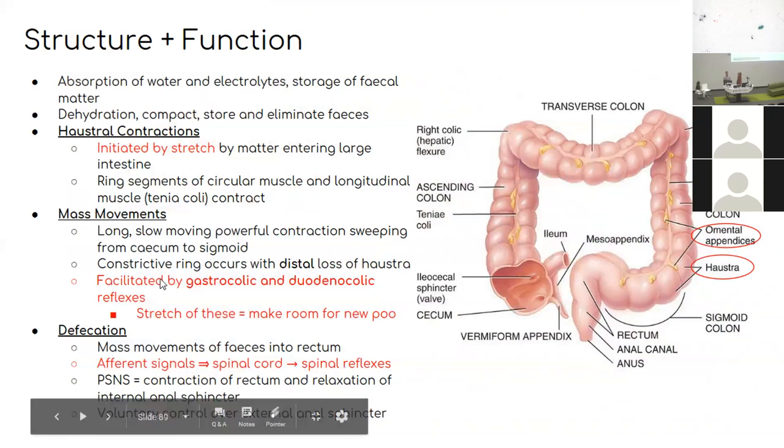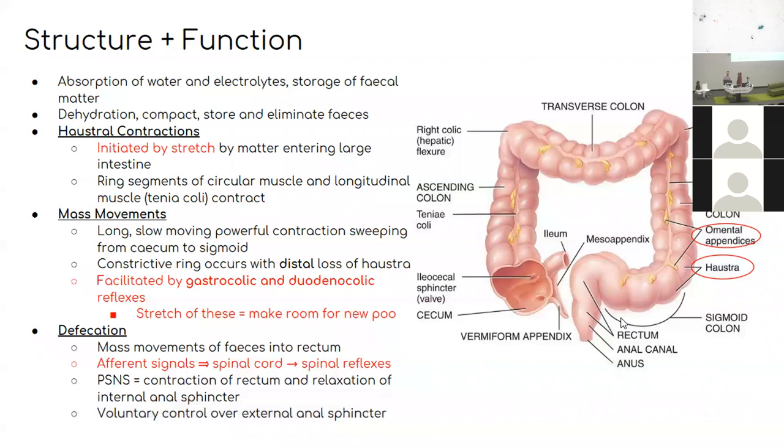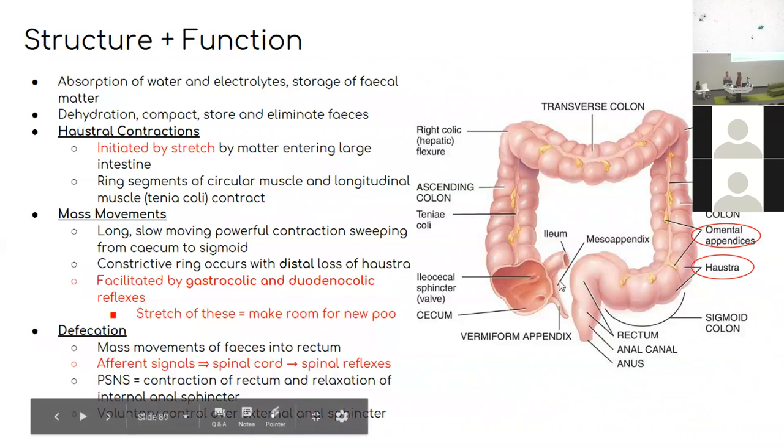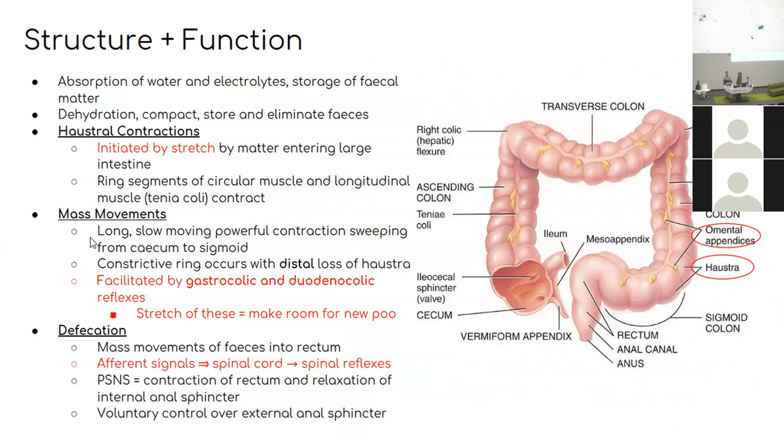Looking at the movement of the large intestine, you've got haustral contractions. When gastrointestinal contents move in through the ileocecal valve, finally into your colon, that's when you'll get these haustral contractions, activated by stretch, which is the main point to know there. So it's just these little contractions in the haustra that help move everything along. But the main one that you need to know of are the mass movements.